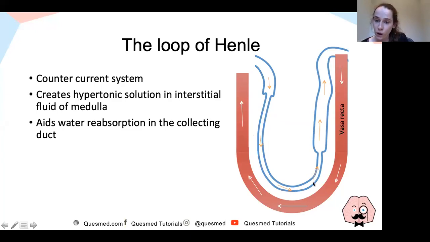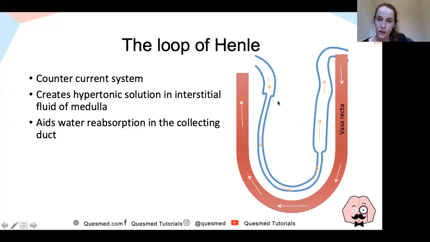As we start moving up the thick ascending limb, the electrolytes keep on being moved out and out and out, and that reduces the amount of particles, so that makes the solution in the tubule very low concentration. So the concentration within this area of the thick ascending limb, just before it becomes the distal convoluted tubule, is less concentrated than the filtrate that we started with.